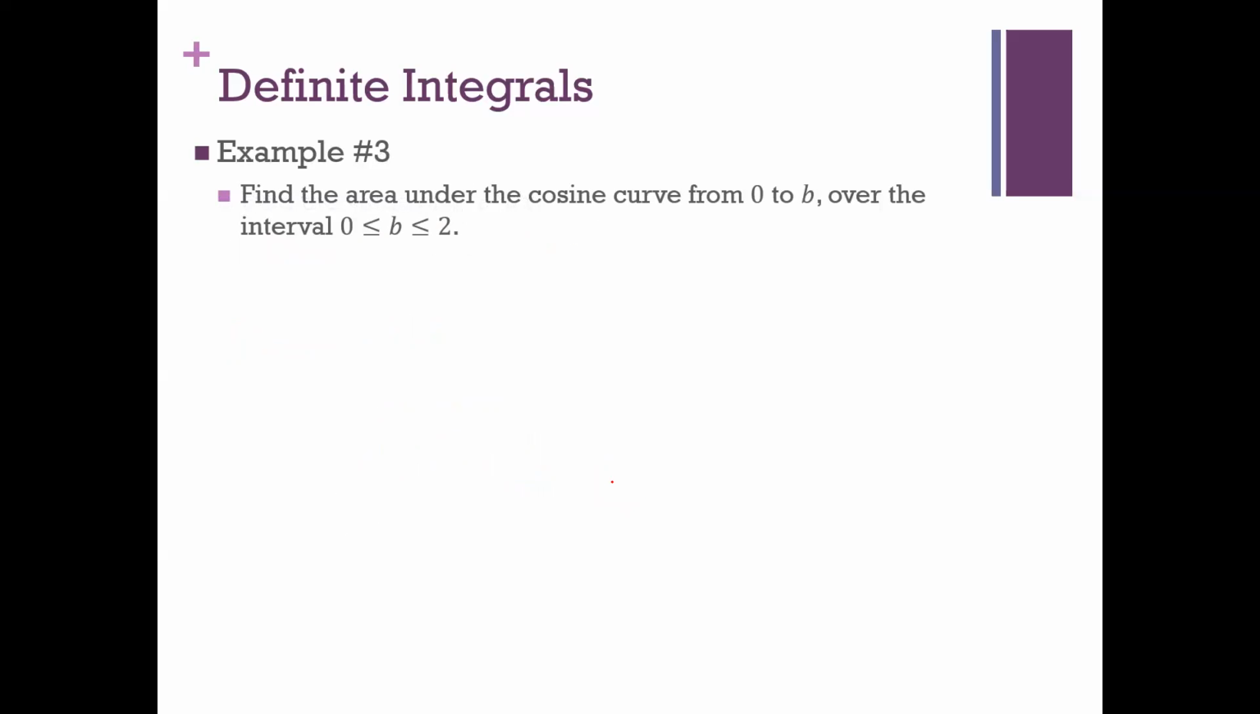All right. So I'm going to want to find the area under the cosine curve on the interval from 0 to 2. So the way this is phrased, can I relate this to an integral somehow? Let's set up the integral first, and then we can evaluate it.